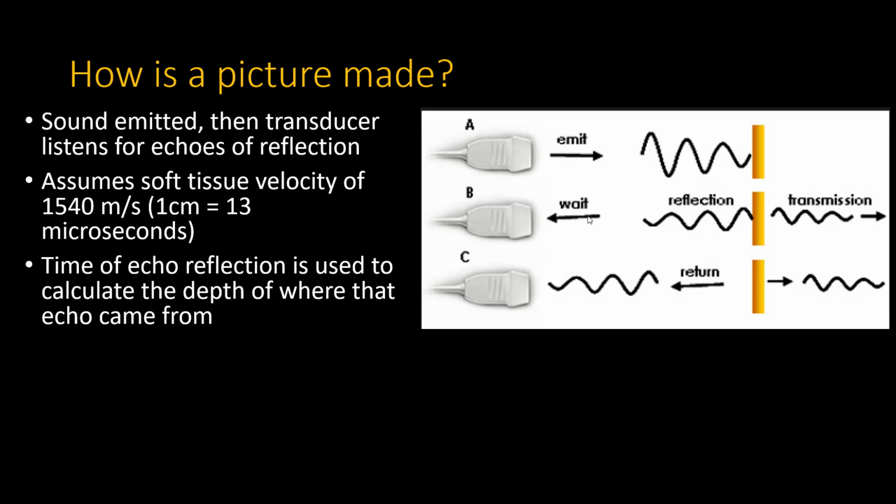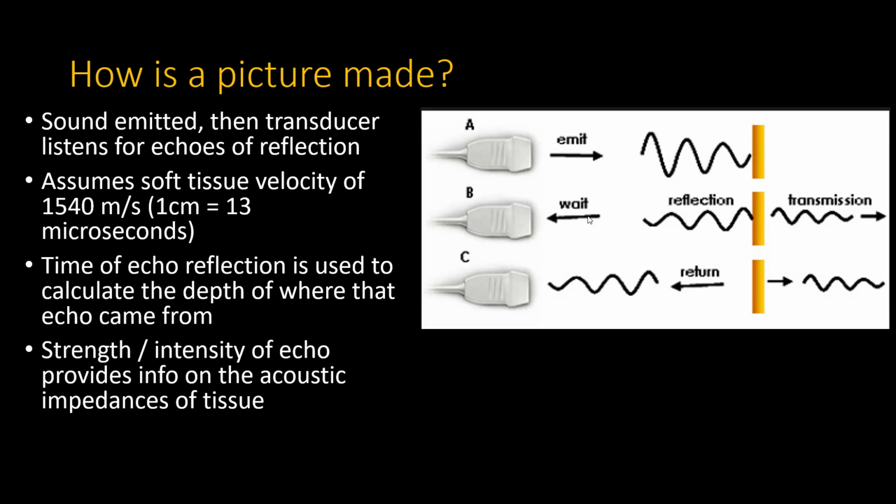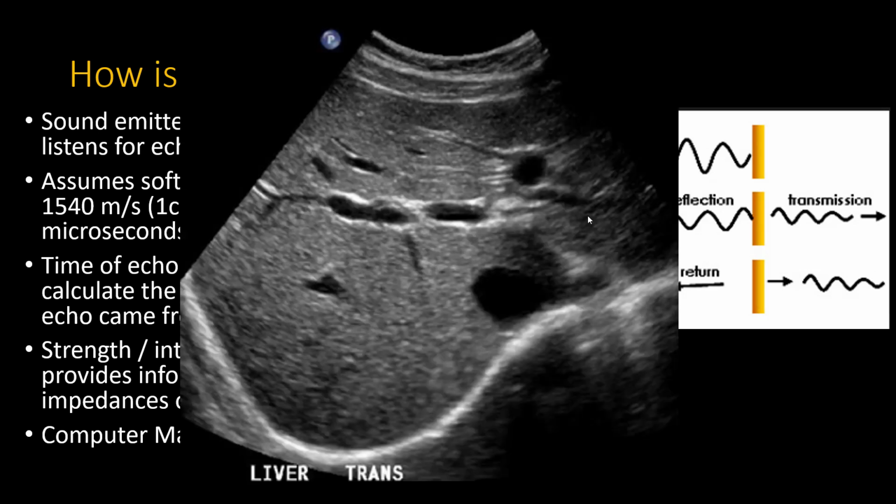The time of echo reflection is used to calculate the depth of where that echo came from. And the strength or intensity of the echo provides information on the acoustic impedances of tissue. And then via computer magic, this intensity of echo reflection is turned into a 512 by 512 matrix and displayed in real time on a screen. So all of that goes into us seeing the liver here.